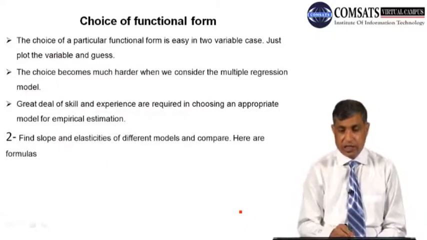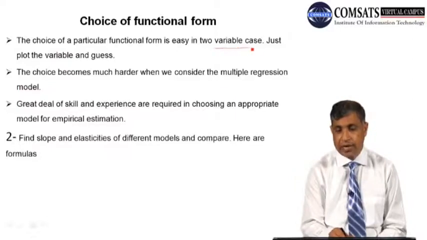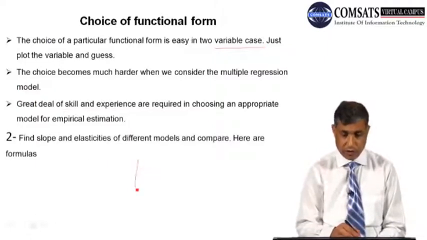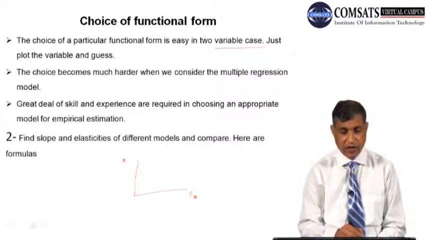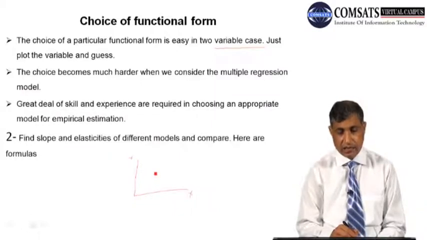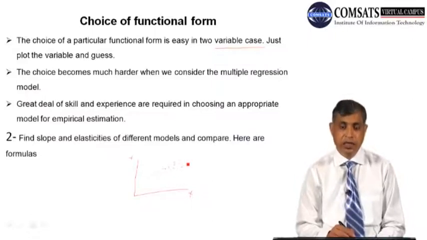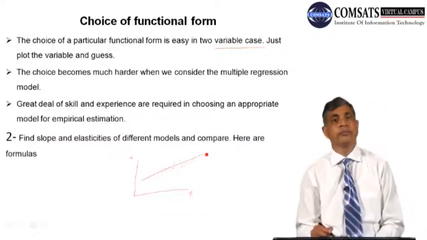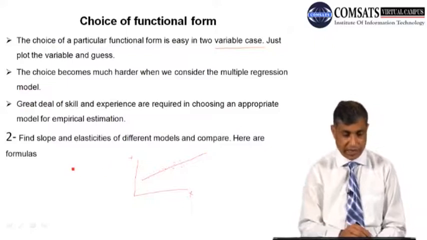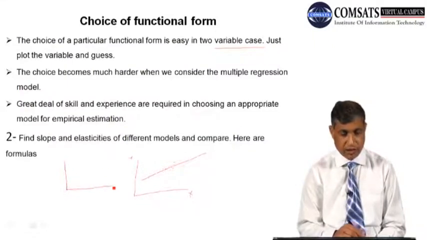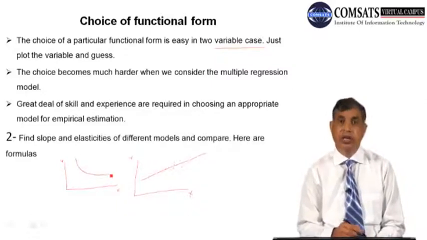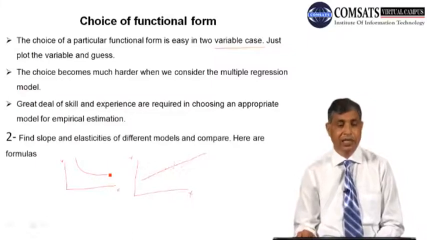The selection of a model is very easy in the two-variable case. How is this? Look at this. This is x, this is y. If I plot the values and see this situation, I think you have just guessed that this is a linear model. And if you see another kind of situation, with x and y like this, you will think that this is not a linear model.